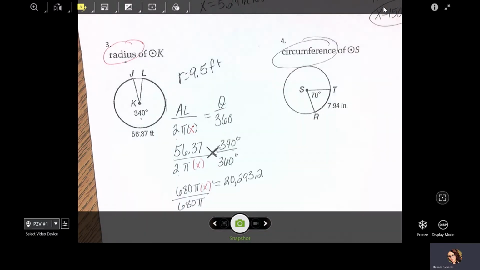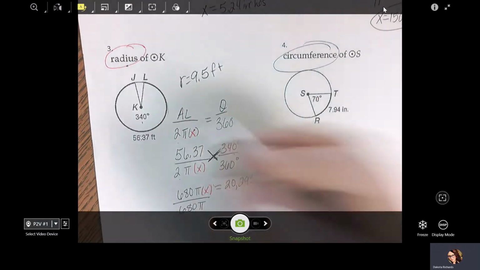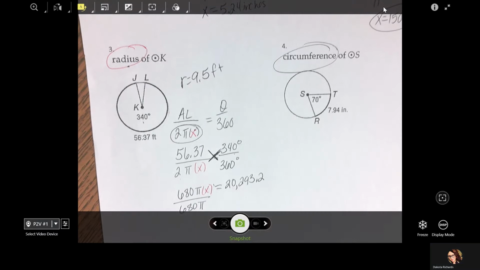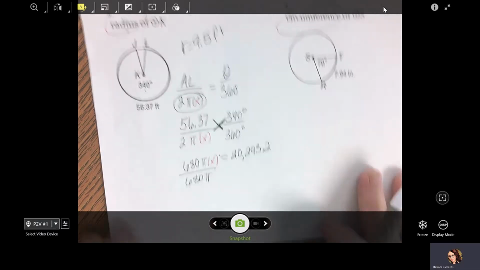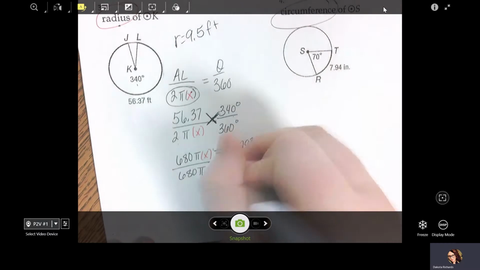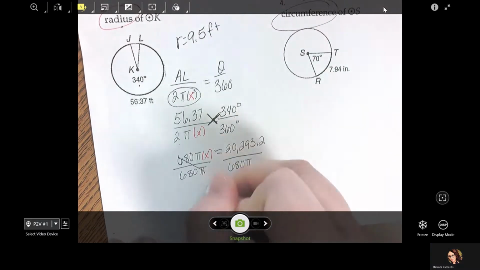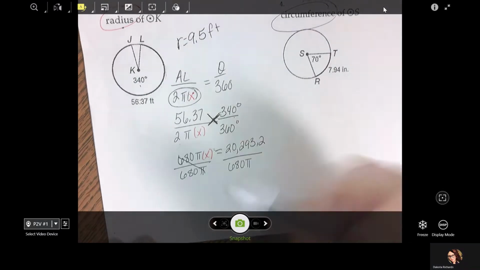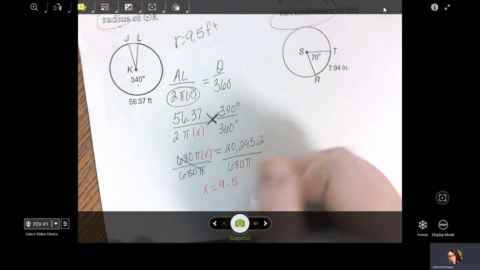That's when you're finding the circumference. We're just looking for the radius on this one. But yes, sometimes you do replace that entire part right here with x. Okay, because what is 2 pi r? That's the circumference formula. Okay, sorry you can't see. So from here, you're going to divide by 680 pi, and you should get x equals 9.5, and that is in feet.